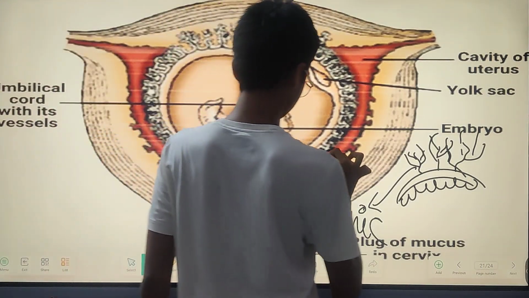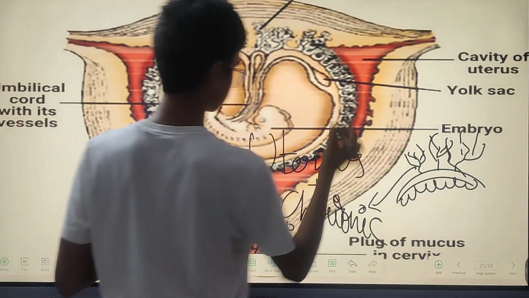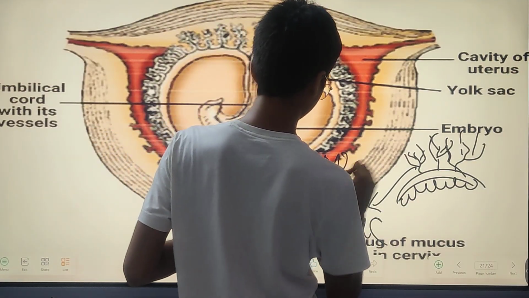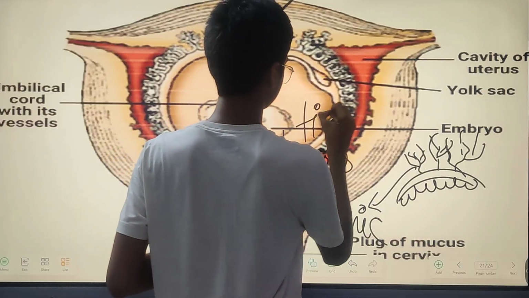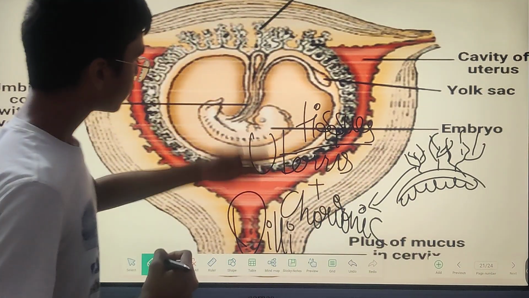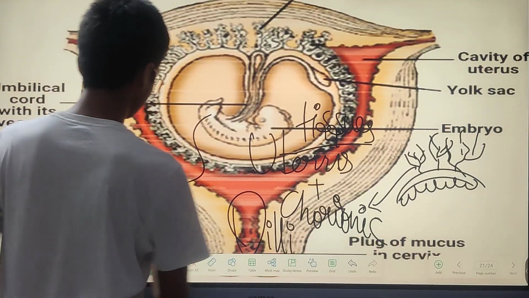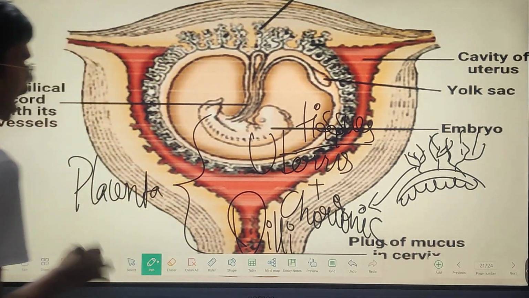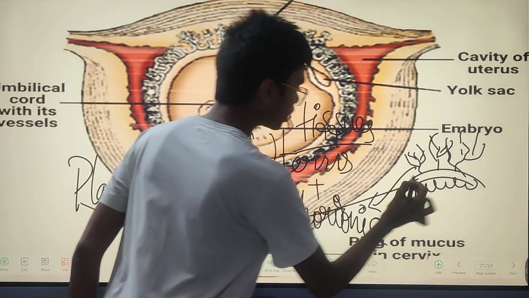Uterus tissues, and these will be giving you the placenta. This one will be giving you the placenta, and the placenta will be actually the placenta.